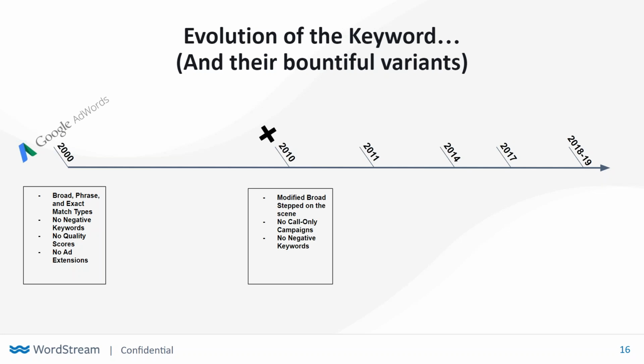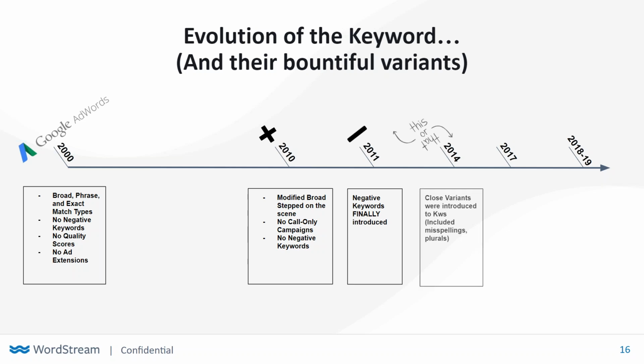Well, 2010 rolled around. It's a plus sign, because that's when Modified Broad stepped on the scene. We still didn't have call only, and no negative keywords. So how did we survive? And then negative keywords were finally introduced, saving all of our queries from the depths of irrelevance we were being subjected to.